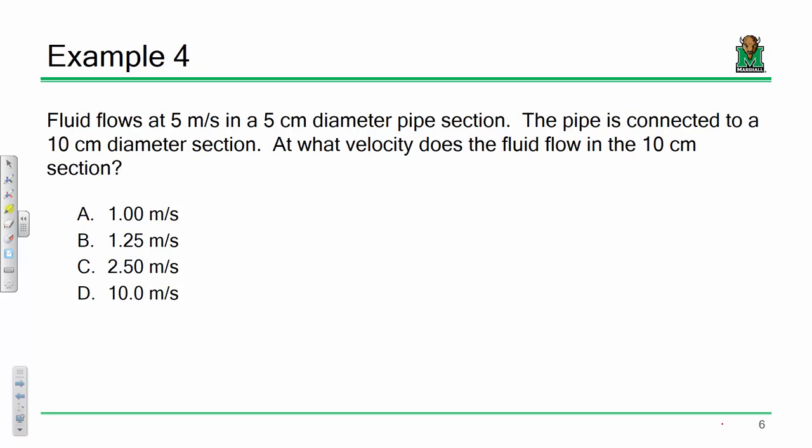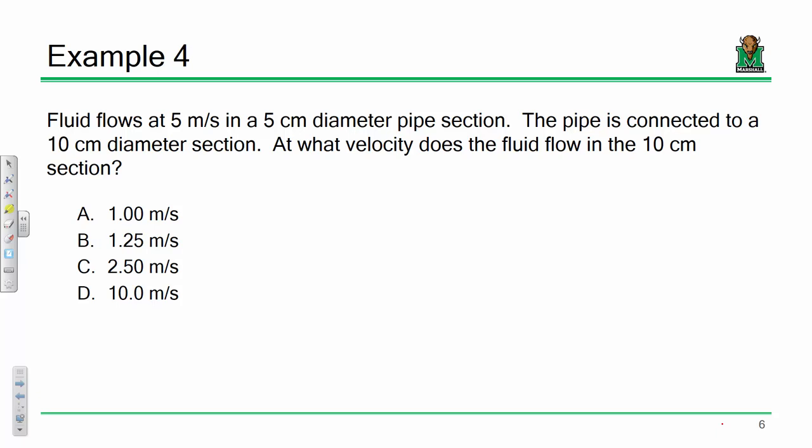Fluid flows at 5 meters per second in a 5 centimeter diameter pipe. The pipe is connected to a 10 centimeter diameter section. At what velocity does the fluid flow in the 10 centimeter section? So what do I do? There is a single equation that I'm thinking about.